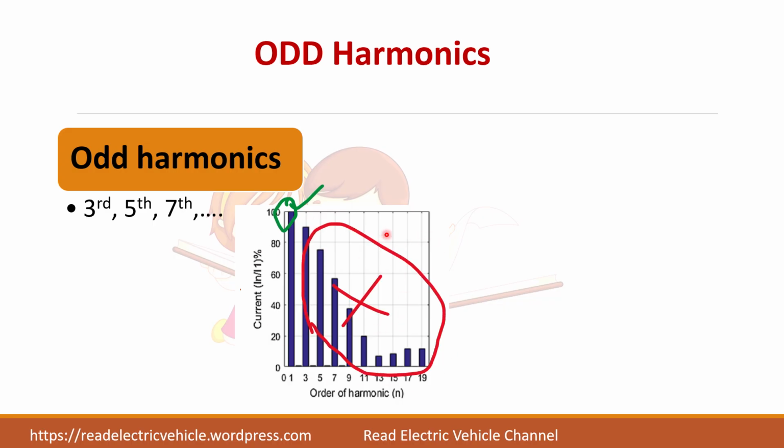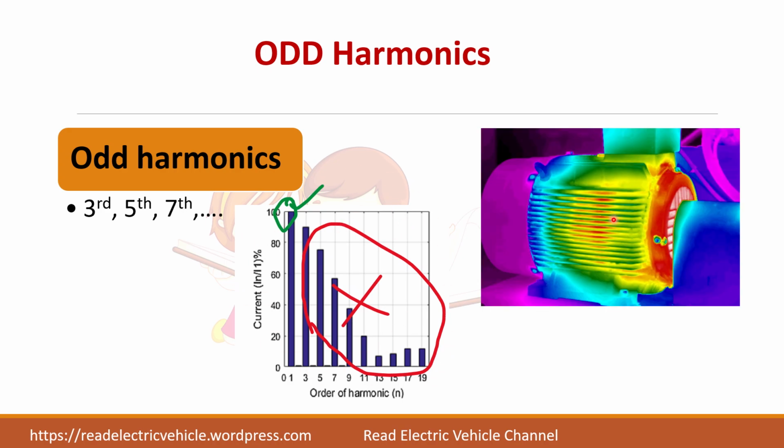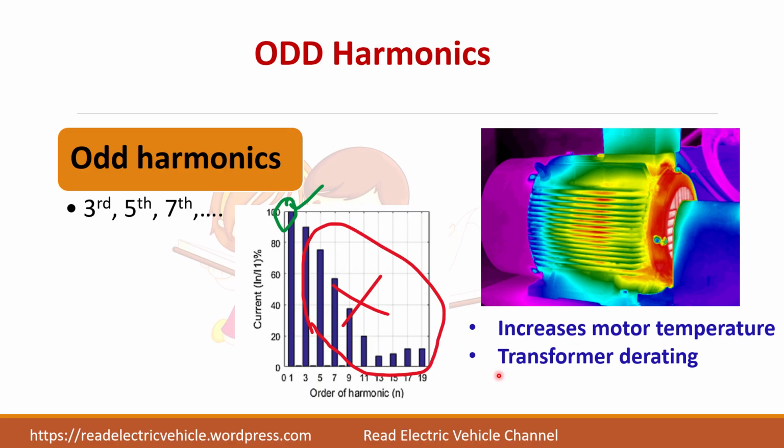If you are not filtering it properly, or if you give a harmonic current to a device, for example, if the machine is fed with harmonic current, then the machine gets heated easily. The temperature of the motor will increase, and in the case of a transformer, derating may be there, and it leads to more losses.